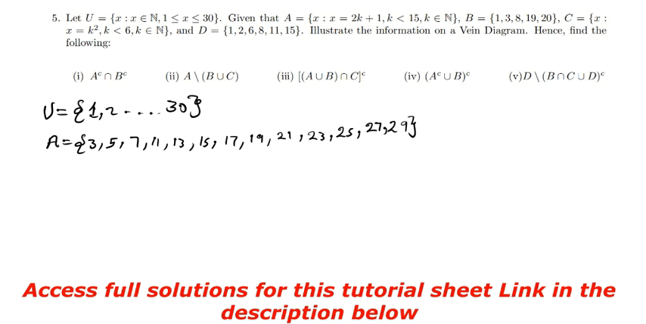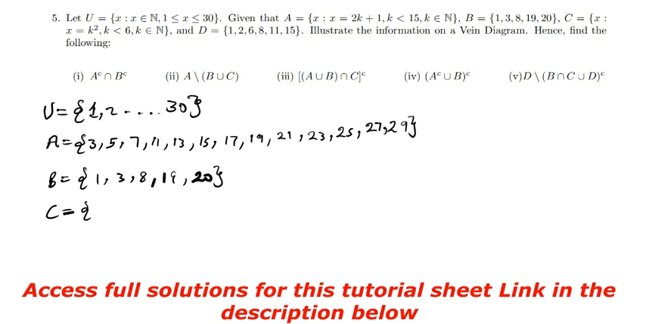Then also set B is complete. So we have B, which is straightforward. Let's just bring it here. So B is equal to 1, 3, 8, we have 19, then 20. Okay, that is it.